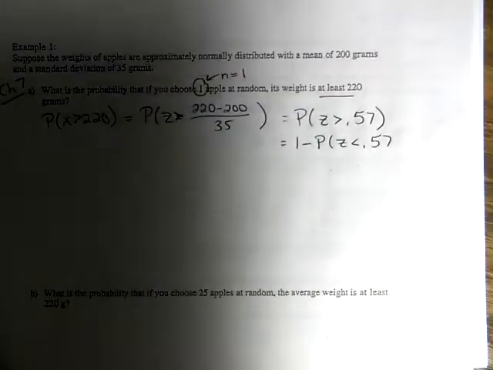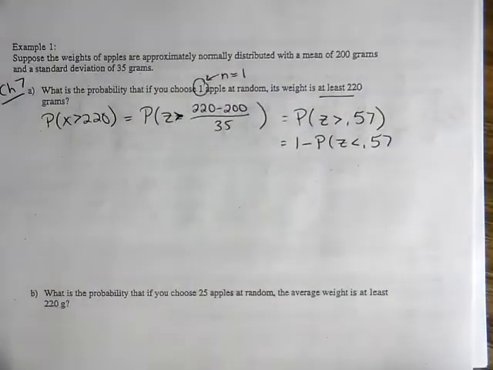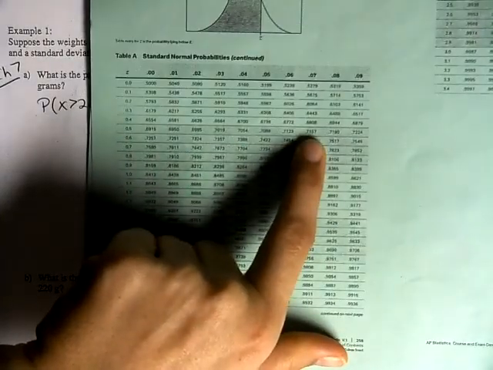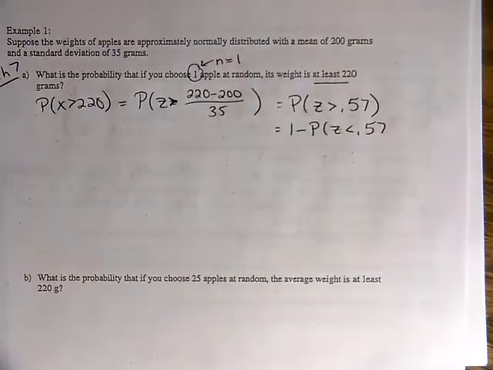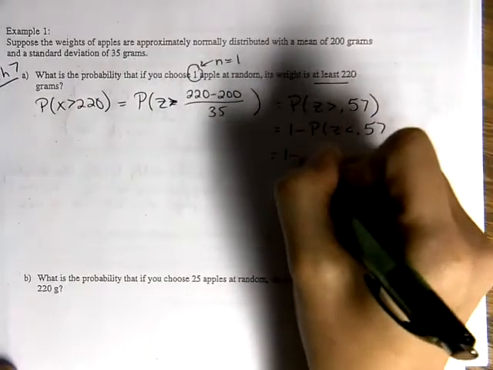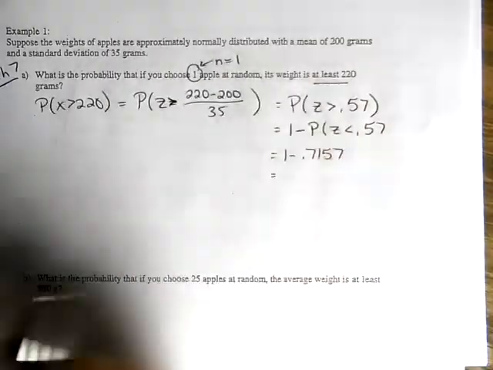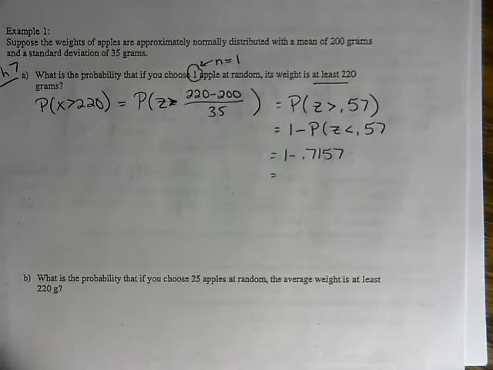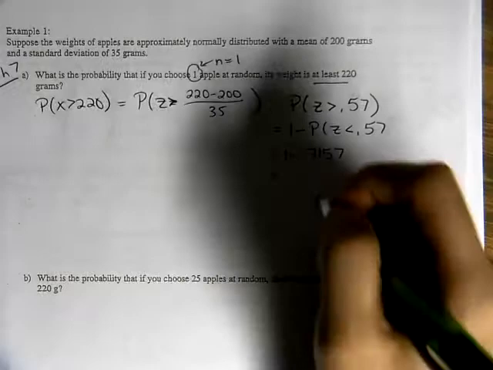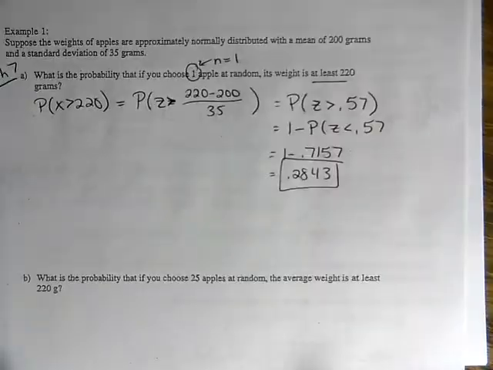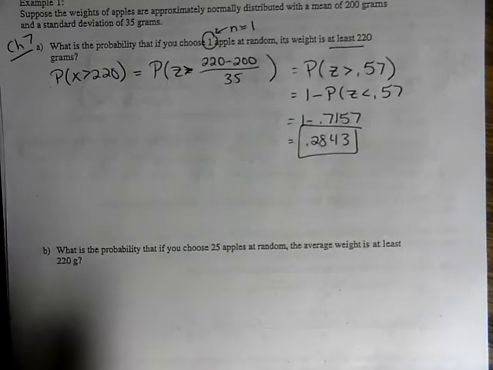And if I go to my formula sheet, 0.57, 0.7157, so 1 minus 0.7157, 0.2843. Now I know there are some of you that like to use the calculator.